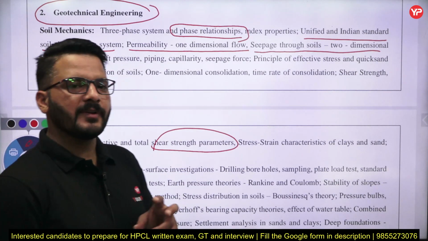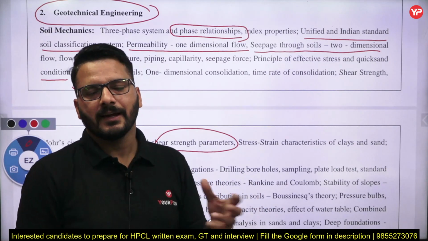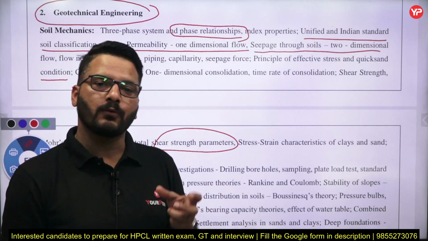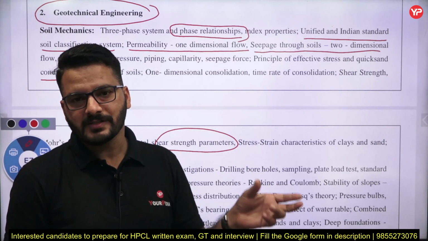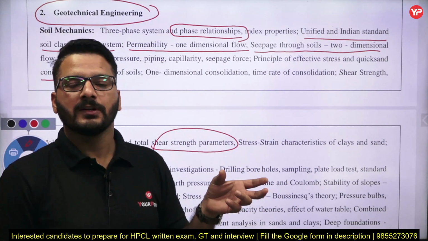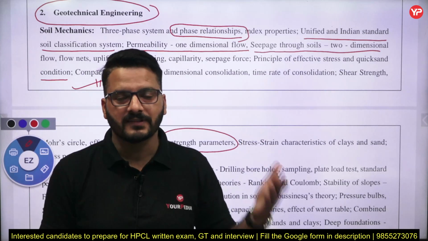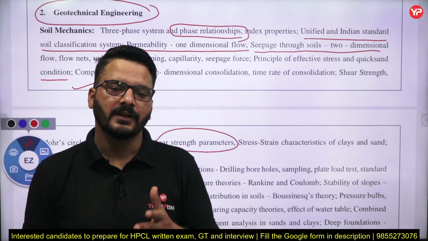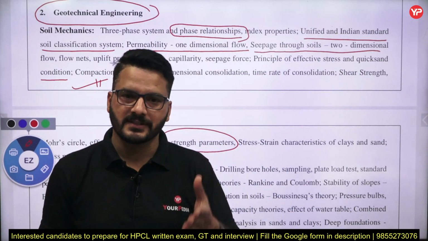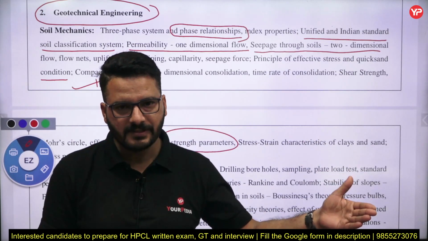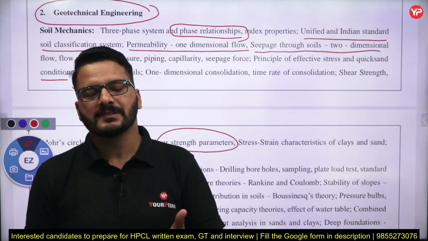So shear strength parameters mean cohesion, that is C, and angle of internal friction, that is phi. How to calculate them? There are a number of tests listed in this course, like DST, the direct shear test, and the triaxial shear test, the most versatile test that we have in civil engineering. After that, the modified form of the triaxial test is your unconfined compression strength test, right? And the vane shear test is also there.